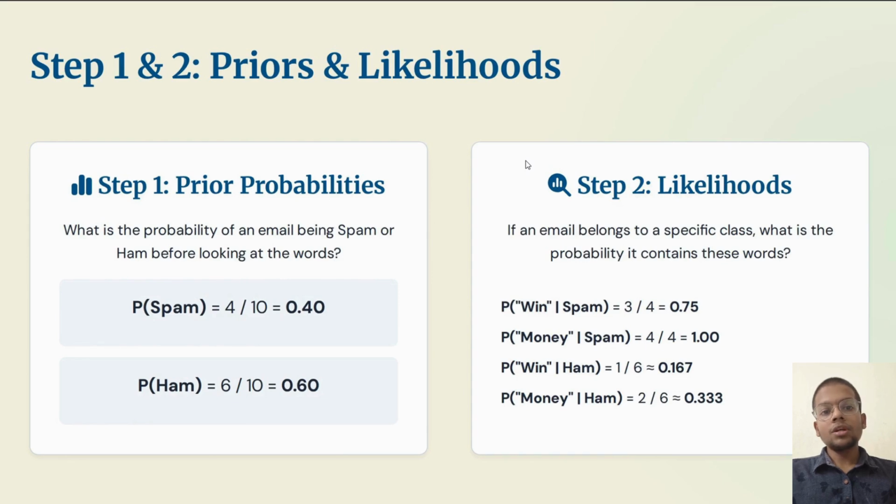Step 1 is computing the prior probabilities. Basically, what's the baseline chance of any email being spam before we look at words? Probability of spam is equal to 4 by 10. Probability of ham is 6 by 10. Step 2 is computing the likelihoods. Given a class, how probable is each word? Notice how money appears in 100% of spam emails. That's already a huge signal.